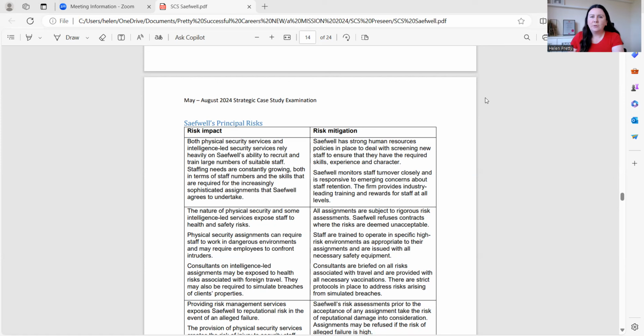The way we mitigate those risks: all assignments are subject to rigorous risk assessments. Saefwell refuses contracts where the risks are deemed unacceptable. Staff are trained to operate in specific high-risk environments as appropriate to their assignments and are issued with all necessary safety equipment. Consultants are briefed on all risks associated with travel and are provided with all necessary vaccinations. There are strict protocols in place to address risks arising from similar breaches.